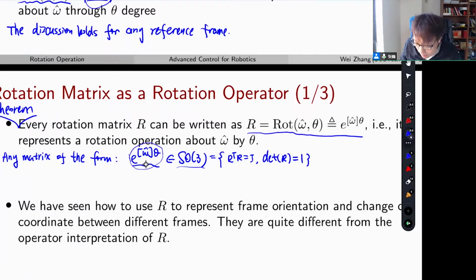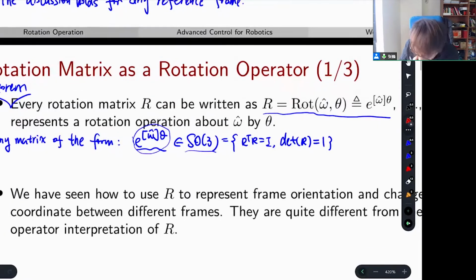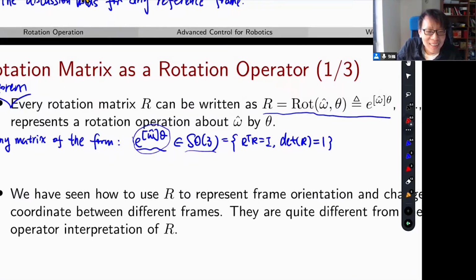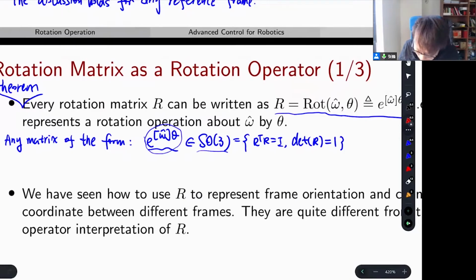So far we have the rotation operator of this form, but now this is a theorem. Any matrix of this form must satisfy this. I don't want to prove that precisely, but we can argue. I think it's not hard. Fuzhen, can you prove this? Okay, let's just check one condition. I don't think we can prove everything. First of all, do you think E to the omega hat theta, transpose times this matrix, equals identity? That's something we need to check first.